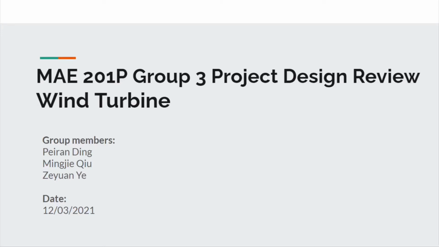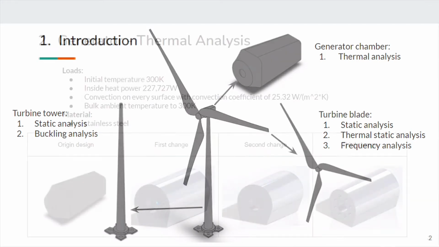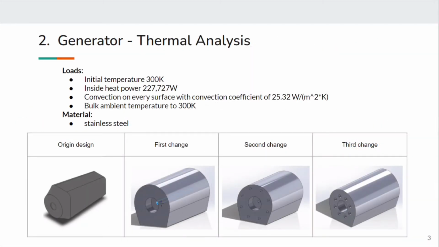Here's our design review for a 100-meter tall wind turbine. Our wind turbine contains three main parts: the tower, generator, and blades. Different simulation analyses are performed on these parts. The first part is the generator.